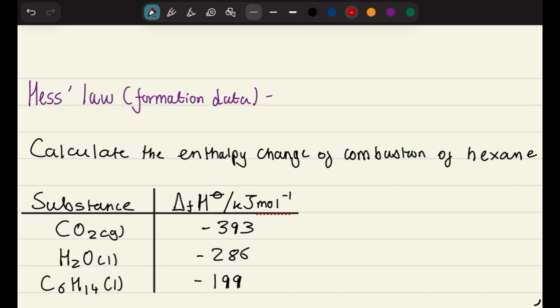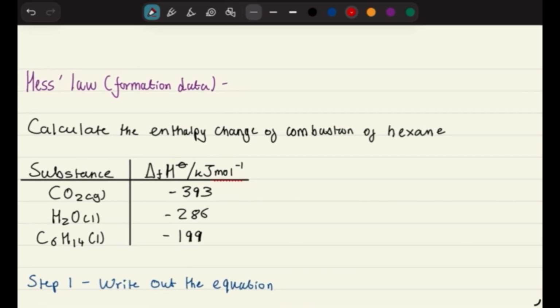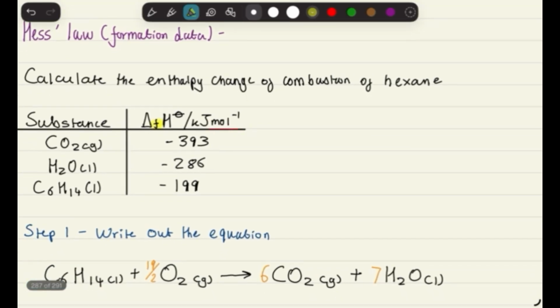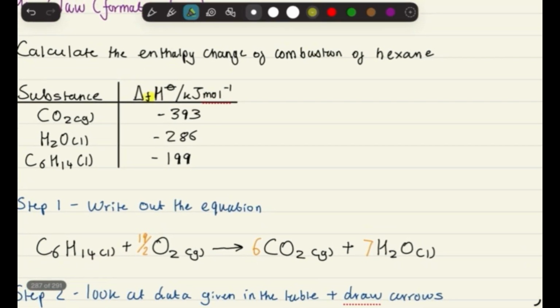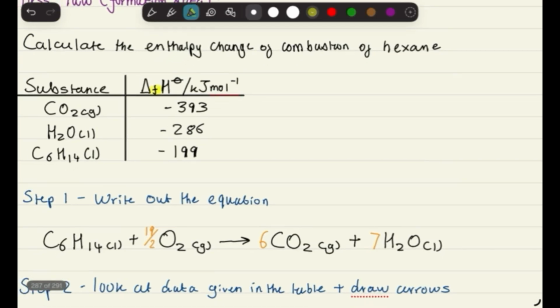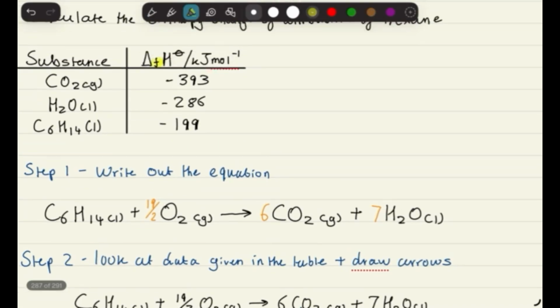So, Hess's law when we have formation data. Well, this question is calculating the enthalpy change of combustion of hexane. And they've given you the data in the table. We can check it's formation data. Cool. So your first step is going to be write out the equation, and I've balanced it there. So combustion of hexane: you've written hexane, C6H14, added oxygen, and we're forming carbon dioxide and water. We just need to balance it. Cool, that's step 1.